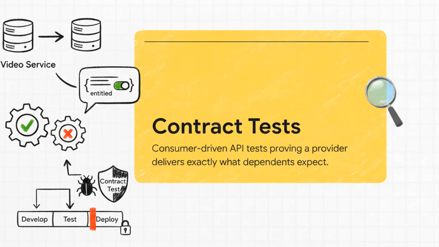The consumer defines the API shape they expect, and the provider runs a test in their CI pipeline to literally prove they deliver exactly that shape. If the field gets renamed, the contract test fails, and that broken API is completely blocked from deploying. It's a real game changer.